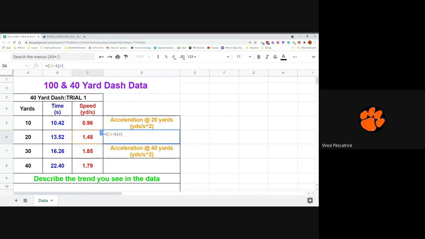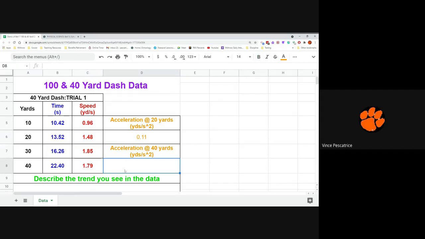Divided by my change in time. So I have to see my change in time. My final time was 13.52, so I'm going to click on this box. My starting time was 0. Enter. So the acceleration between the start and here at 20 yards is 0.11, and that's yards per second squared.